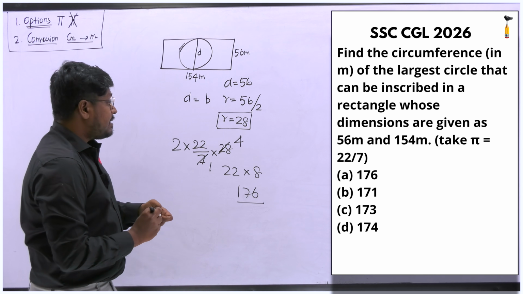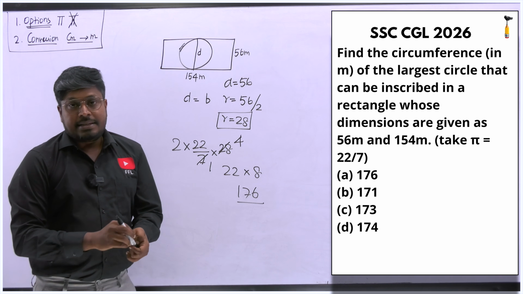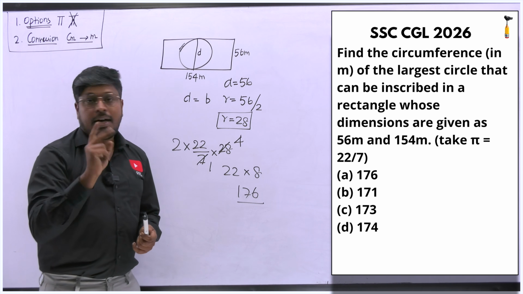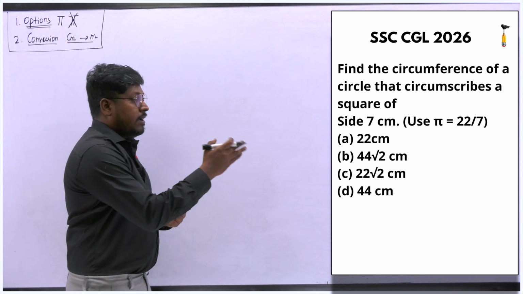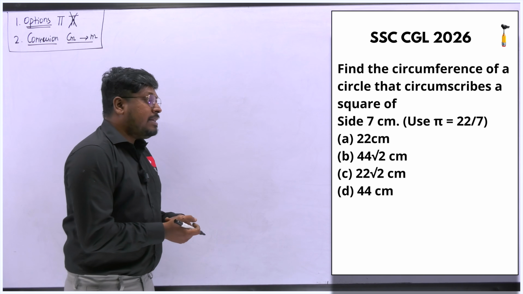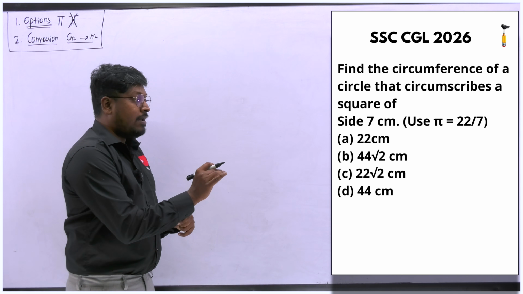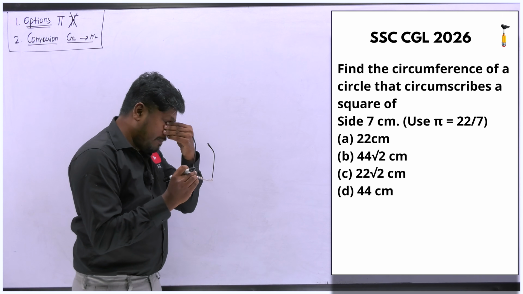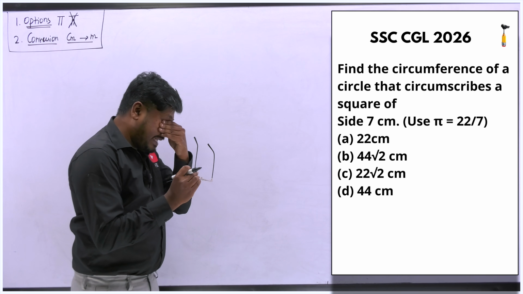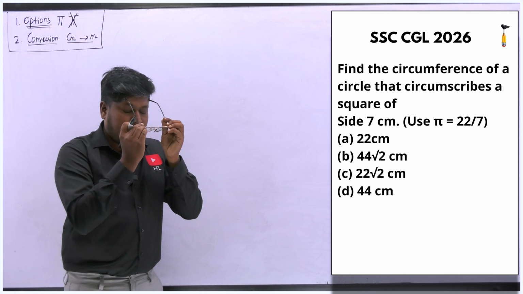So there are always two important words: one is circumscribed and the other is inscribed. These two words are important while solving questions based on measurements. Next question: find the circumference of a circle that circumscribes a square of side 7 centimeters. Just now I told you, inscribed and circumscribed. Circumscribed is nothing but a square which is inside a circle. That is the point here.